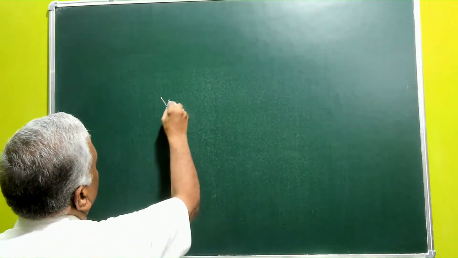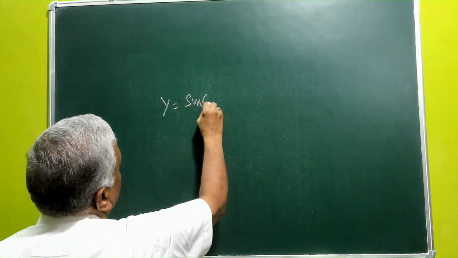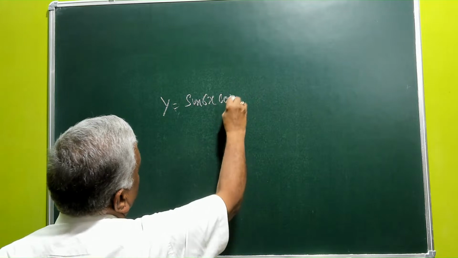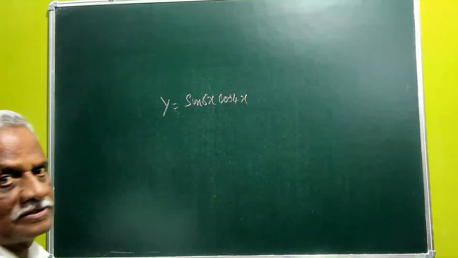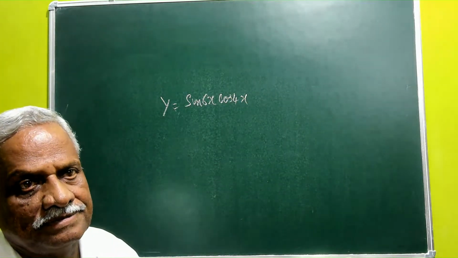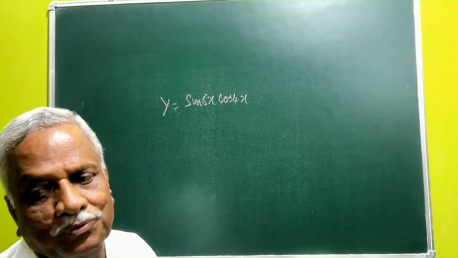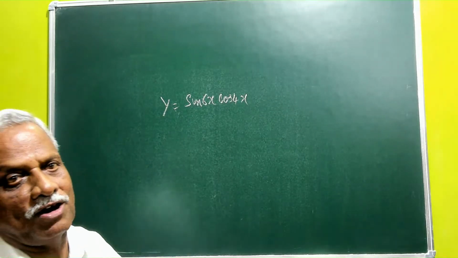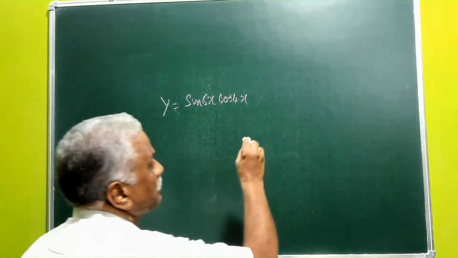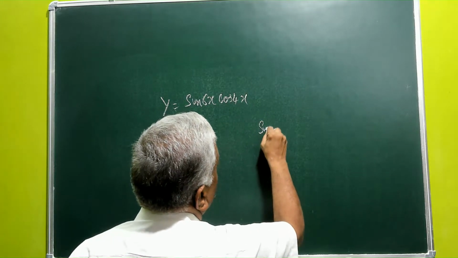The next problem. y is equal to sin 6x cos 4x. What's the method? You can use product rule. No. The answer is not given in that format. The moment you see this, you should recall this formula.